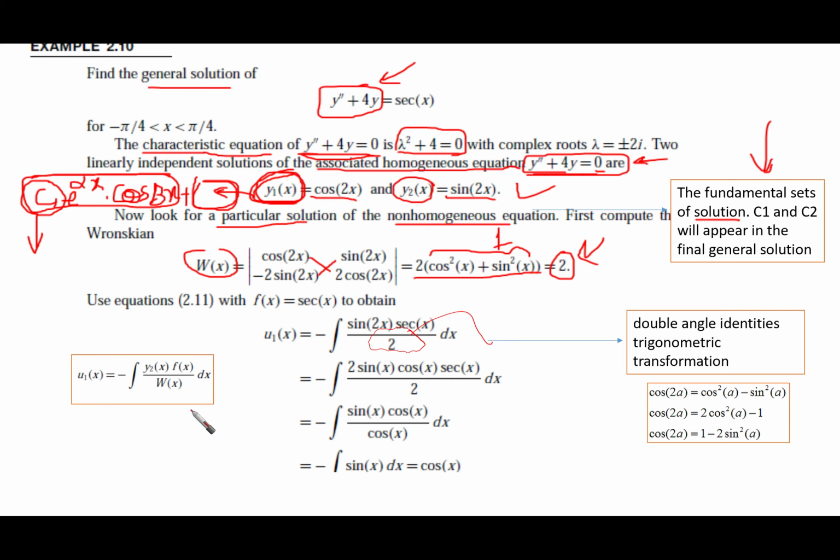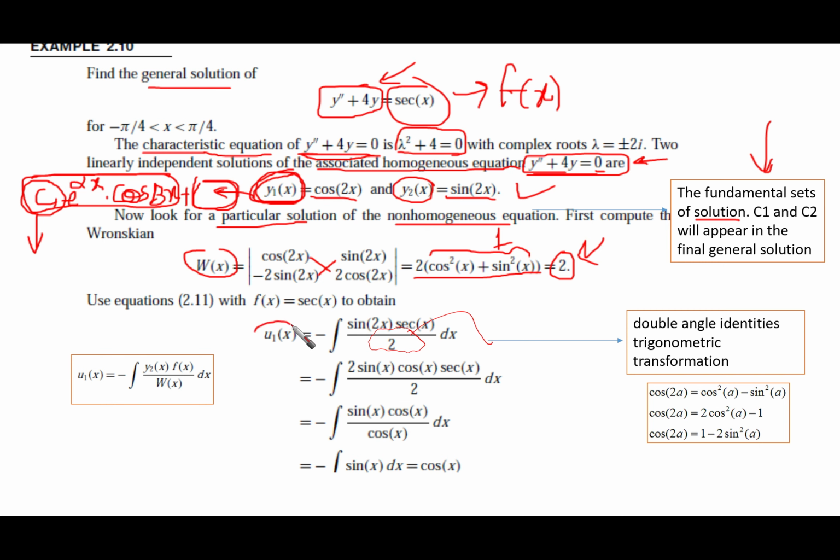Then equation 2.11, this is the equation of the non-homogeneous equation. Actually, we can use it with f of x equal to sec x, the right-hand side here. This is f of x, which is the right-hand side of the non-homogeneous equation.